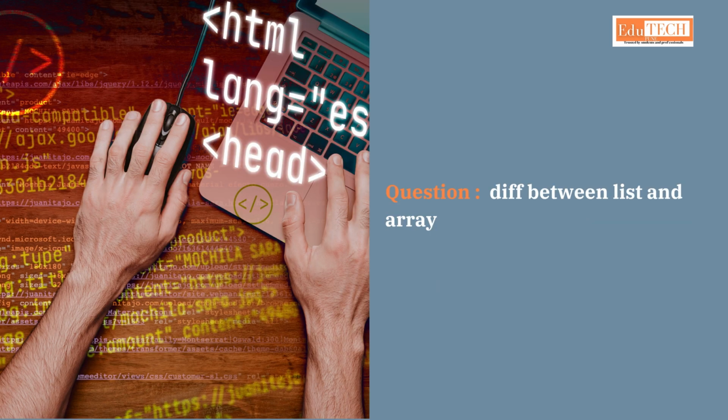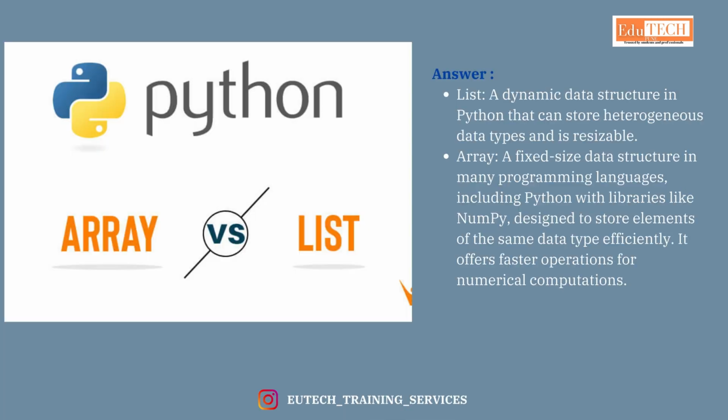Question: Diff between list and array. Answer: List, a dynamic data structure in Python that can store heterogeneous data types and is resizable. Array, a fixed-size data structure in many programming languages, including Python with libraries like NumPy, designed to store elements of the same data type efficiently. It offers faster operations for numerical computations.